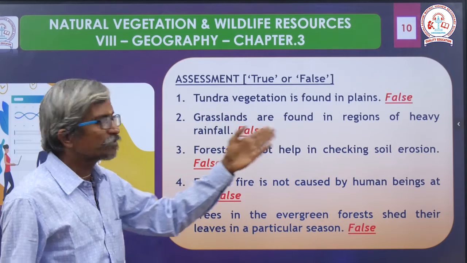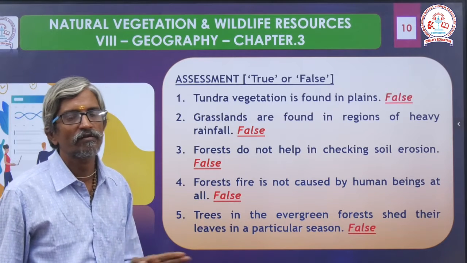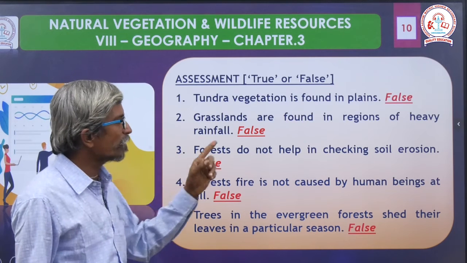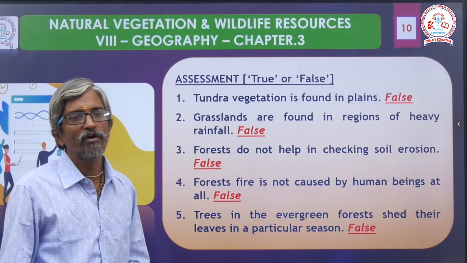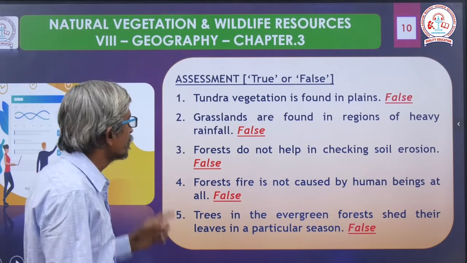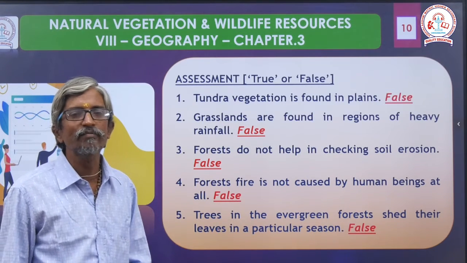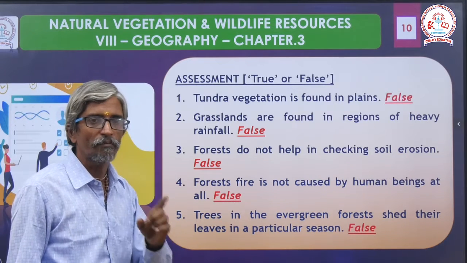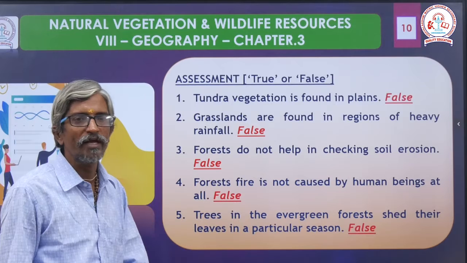Clear? Grasslands are found in the regions of heavy rainfall. Wrong. What we see in those regions are evergreen forests. Next, forests do not help with checking soil erosion. Absolutely wrong statement. It prevents soil erosion. Forest fire is not caused by human beings at all. Wrong. The main reason for forest fire is human activity.